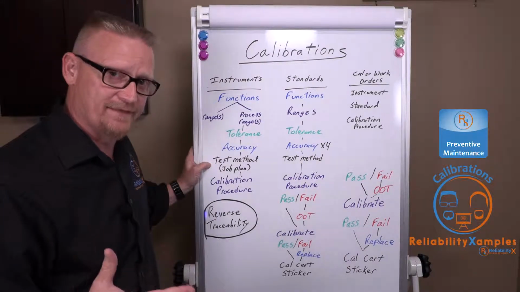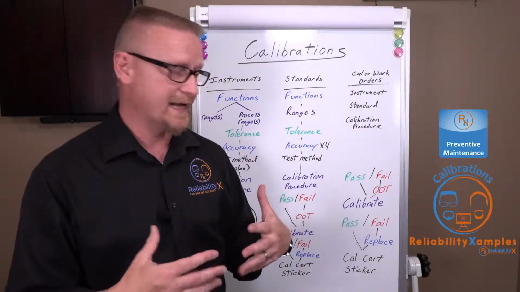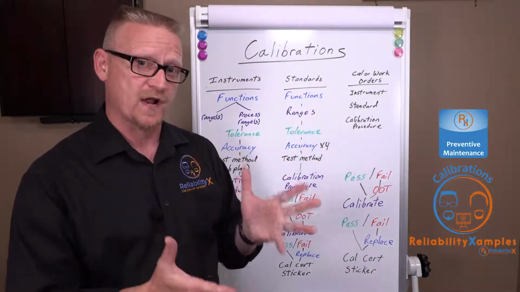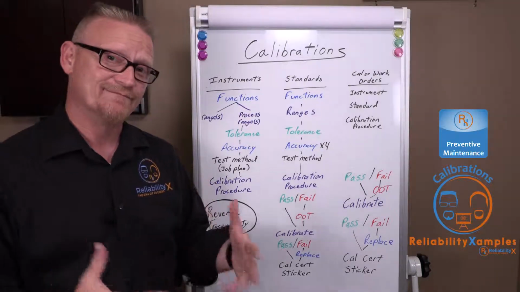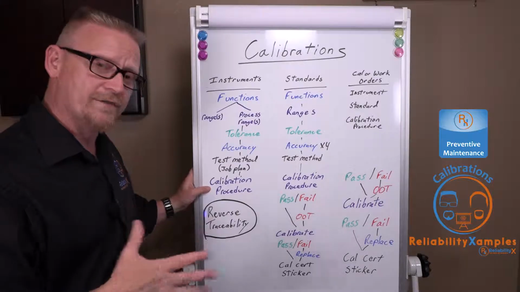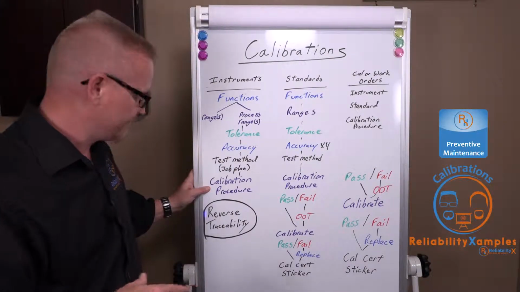The testing method then gets developed. So how do we test this instrument? Now, typically that comes from the OEM. However, if your instrument ranges far exceed your process parameters, you may customize that testing method to be closer to your tolerance levels. All of that feeds into a calibration procedure, how you will calibrate the instrument.